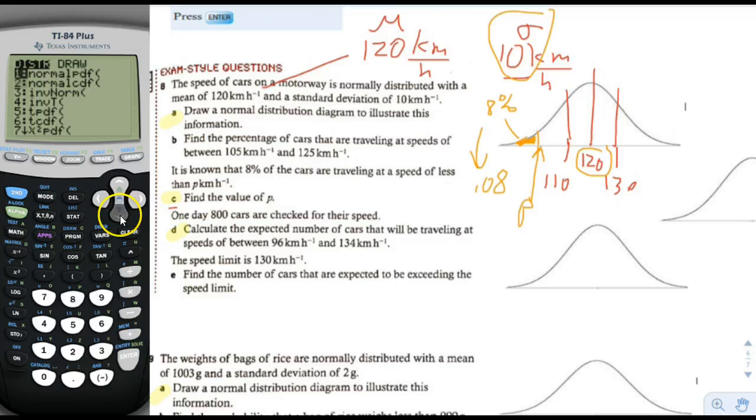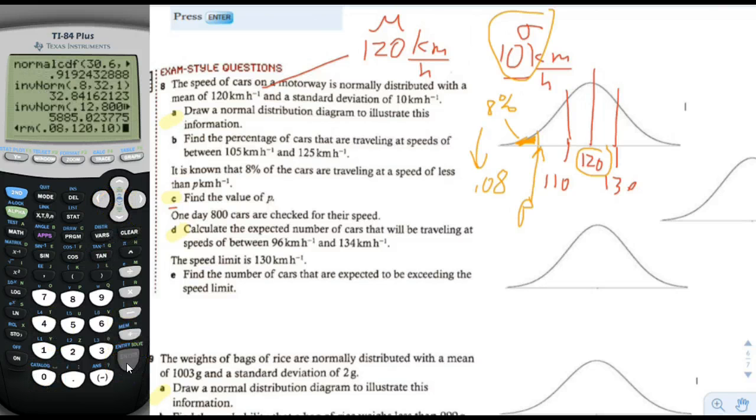Second dist, inverse normal. We're going to put in that the area is 0.08. We're going to put that the mean is 120 kilometers an hour. And we're going to put that the standard deviation is 10. And then we're going to paste and run it. And we get 105.94 and so on, which is 106.0, right? Okay, so we're going to say it's 106.